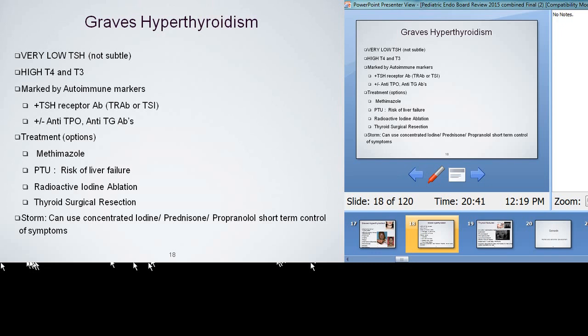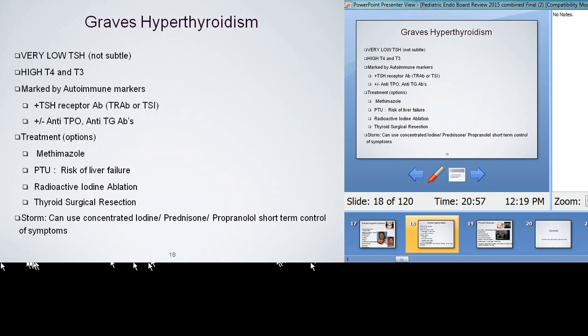So for Graves specifically, to treat the symptoms of the hyperthyroidism, you could use a beta blocker. Yeah, we're coming to that. That's coming down to that. All right, so those are the treatment options.